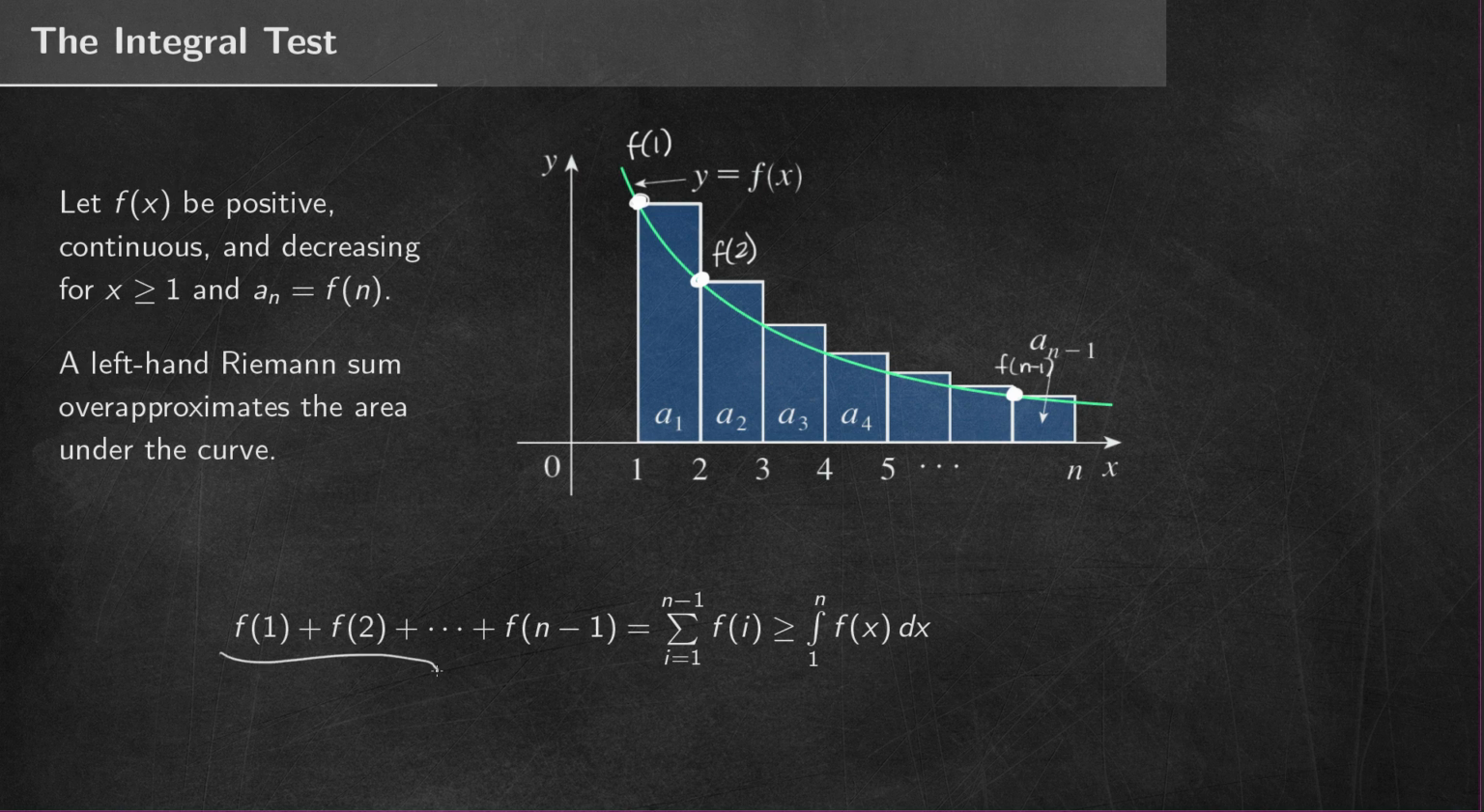So we have this series here, because the width of each rectangle is 1, essentially we're just adding up these heights. So that's the series, index starting at 1, ending at n minus 1. And this left-hand Riemann sum is giving us an over approximation, so we know it's going to be larger than the actual area under the curve. The area under the curve we can represent with the integral of f of x from 1 to n.